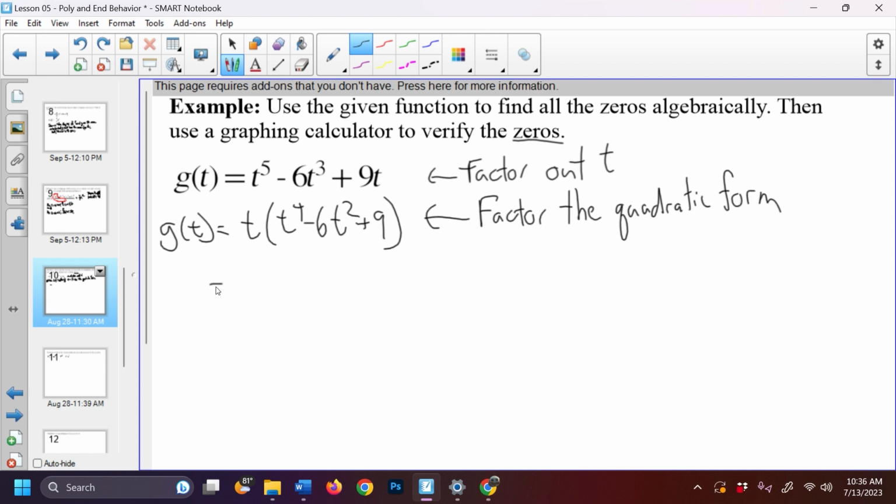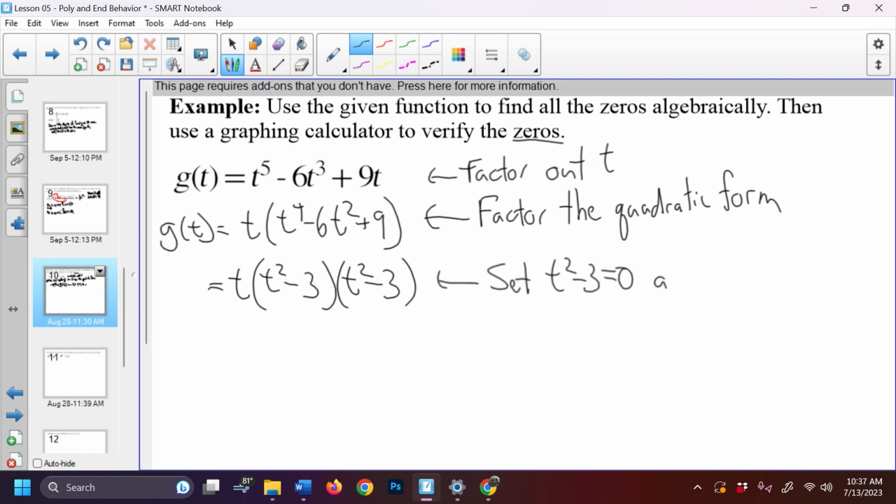And so I need two factors of 9 that add up to -6. Well, I can do that. So I have t, and then I'll have t squared minus 3, and then t squared minus 3. So all of those. If I want to find the zeros algebraically, one way is I'm going to set t squared minus 3 equal to 0 and solve.